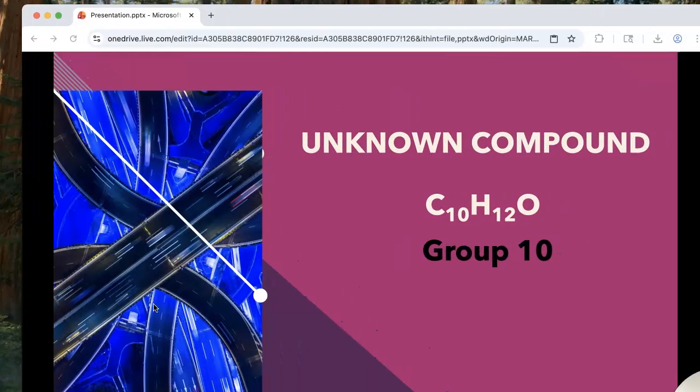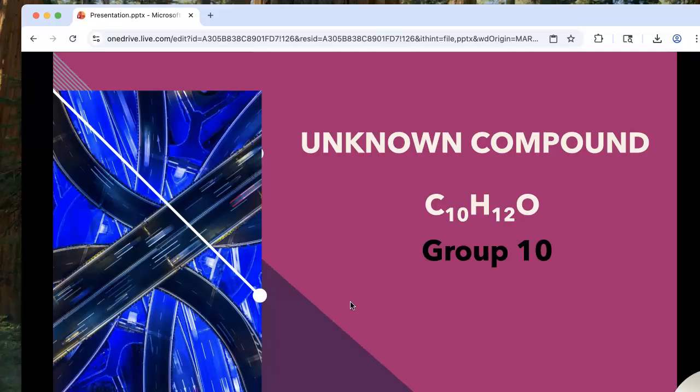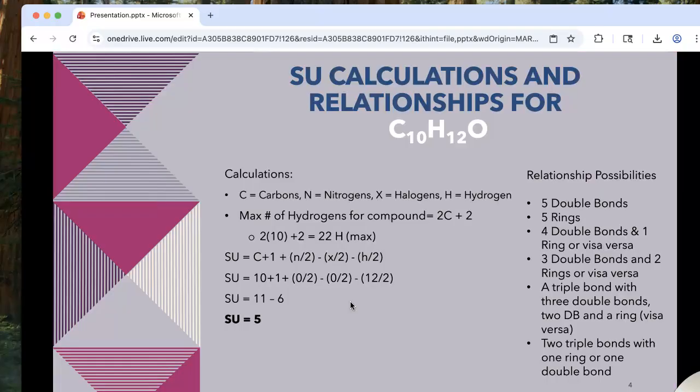Okay. Sounds good. So the unknown compound that I received was C10H12O in group 10. So here's a page for the sites of unsaturation calculations that I made. I just explained what each letter stood for, and then following that, I did the max number of hydrogens calculations using the 2C plus 2 formula. So that gives us 2 times 10 for 10 carbons plus 2 equals 22 hydrogens max in this compound.